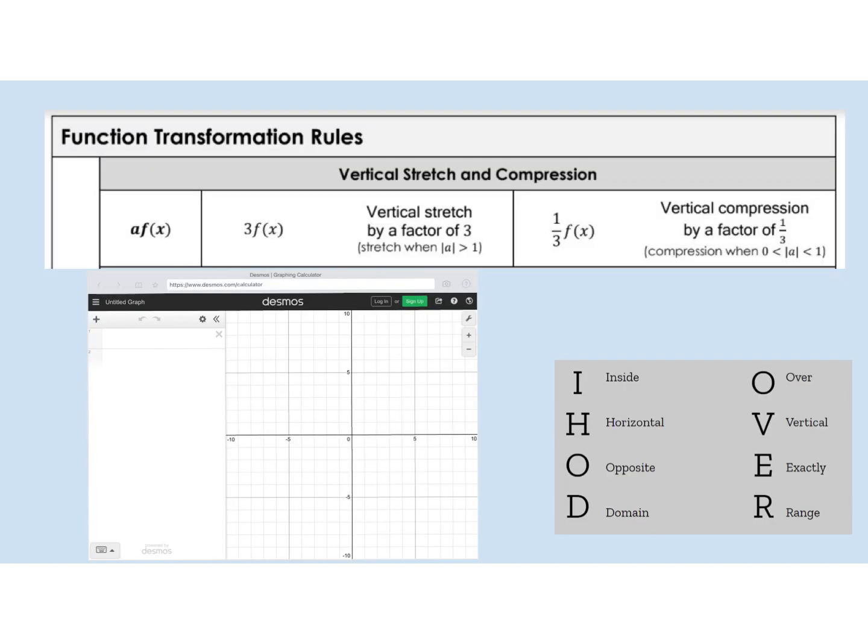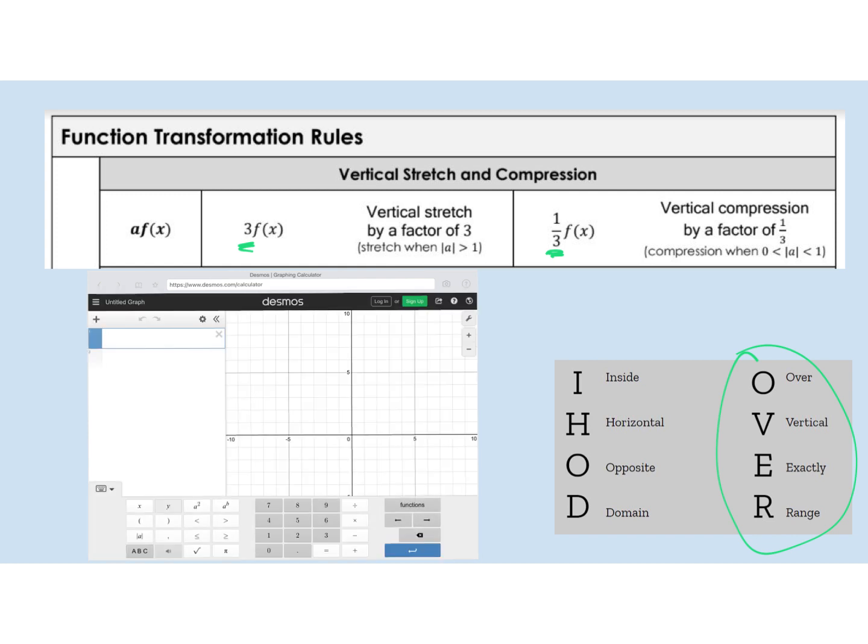So here we have the idea of a vertical stretch and compression. The over part is what we're looking at because these changes are outside of any parentheses. A stretch is going to be exactly what you think it is. So let's graph. I'm going to take just the parent function and graph that here. The parent function is y equals x squared, the most basic parabola there is.